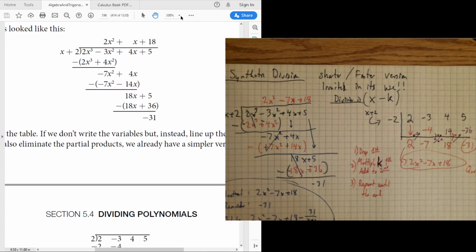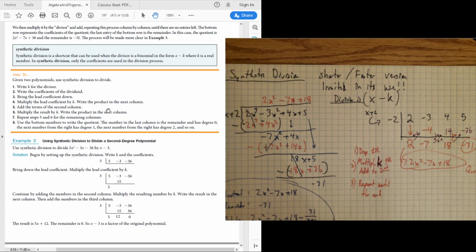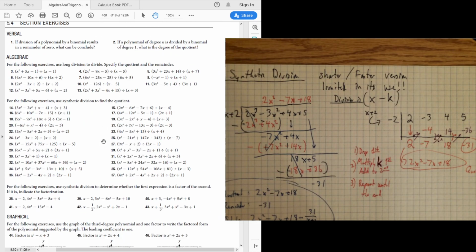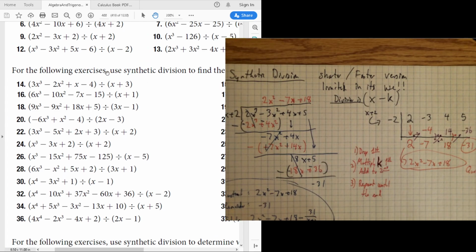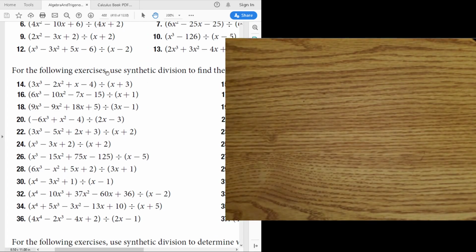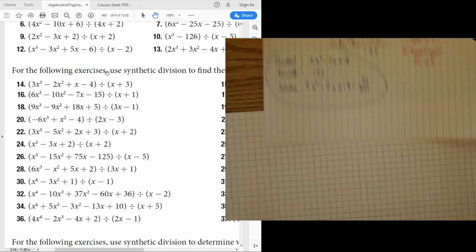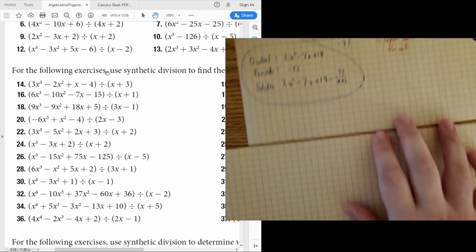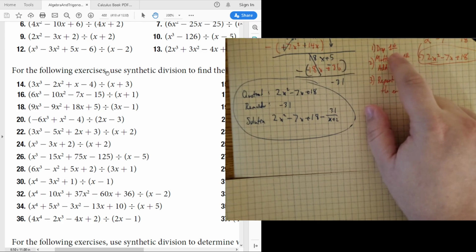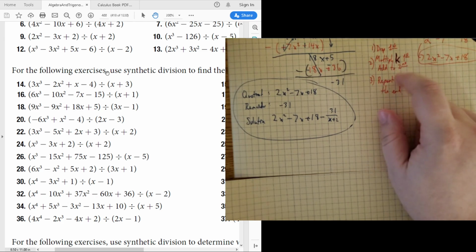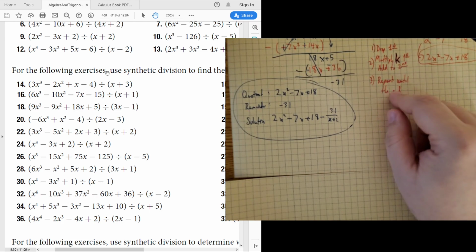Let's look at some homework problems. Let's just go straight to 14. Now, I will use this last one as an example to showcase how to do it. So again, I'm going to drop the first number. First, I'm going to make sure to write it in the correct form. Then I'm going to drop the first number, multiply k times the first number, and add it to the second, and keep multiplying k times the number and adding it to the next number until I run out of numbers.